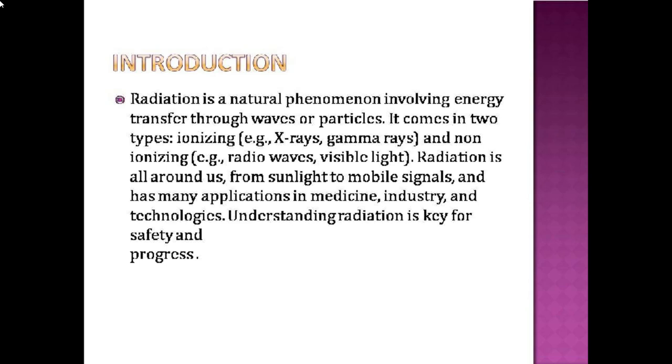It comes in two types. First is ionizing radiation and second is non-ionizing radiation. Under ionizing radiation, X-rays and gamma rays come under this type, and radio waves and visible light come under non-ionizing radiation. So radiation is all around us.